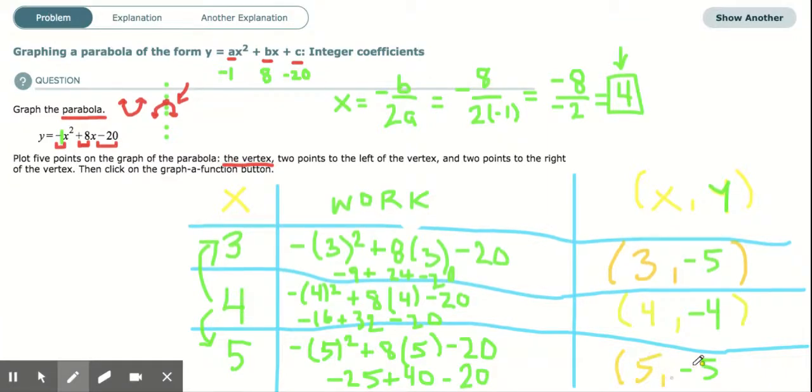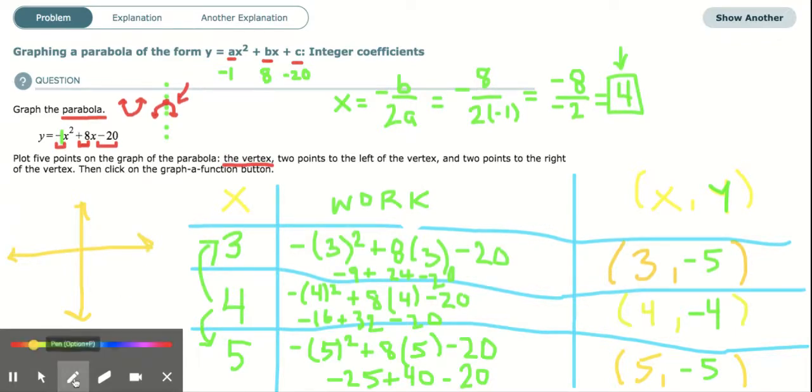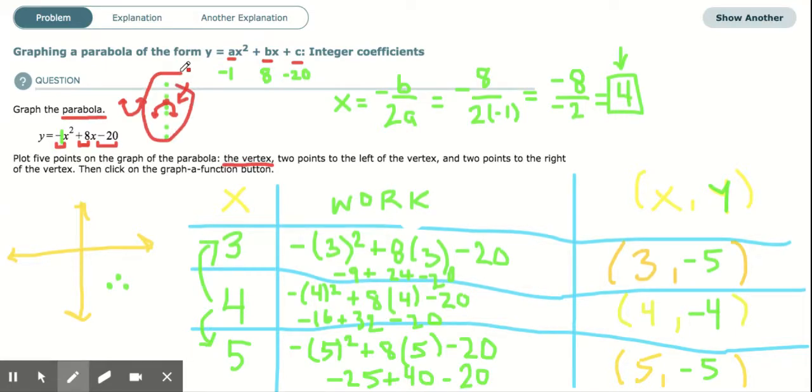So let's just go ahead and sketch this really quick and make sure that it fits what we said in the beginning. 3, negative 5. Let's draw a quick coordinate plane. Let's see. 3, negative 5 would be around here. And then 4, negative 4 would be a little bit higher, right? And then 5, negative 5 would be going back down again. And if you'll notice, that is following the shape that we said it was going to take, right? It's following this negative orientation, or what we might call concave down.